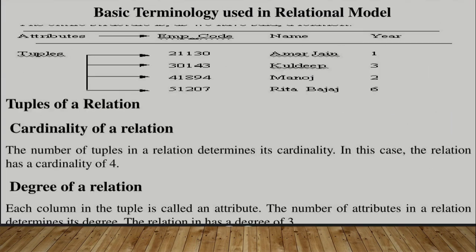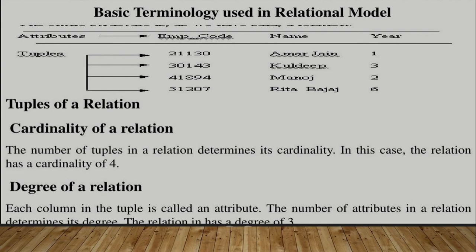So some of the basic terminology we use in the relational model is, as I have already told you, that we can call the table a relation. The columns in the table are called attributes, and the rows are called tuples, right? As we can see, there are three columns: employee code, name and year. These are called attributes, and there are four rows that we call tuples, right?